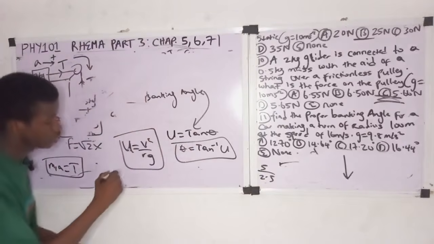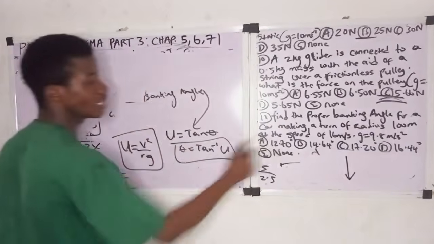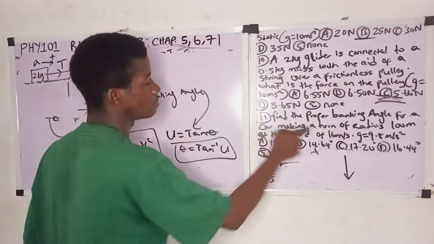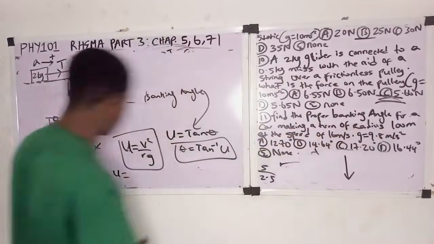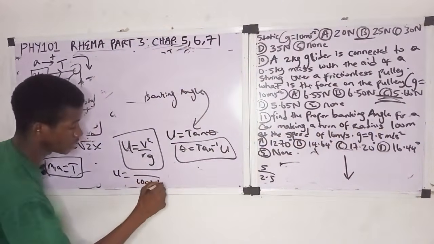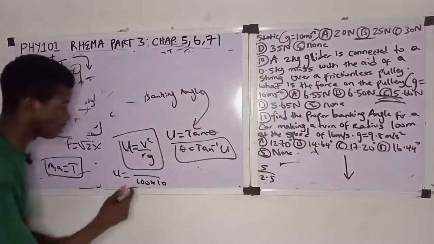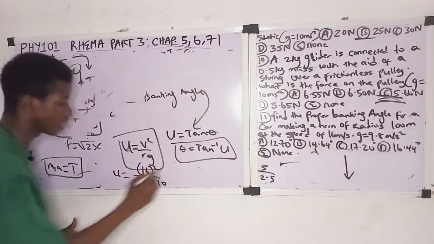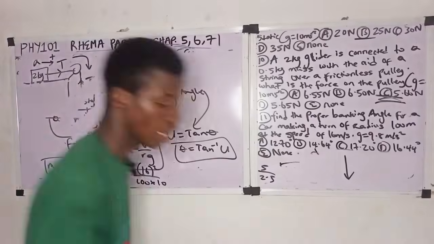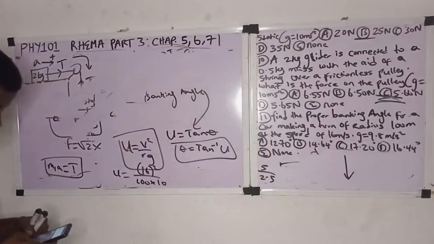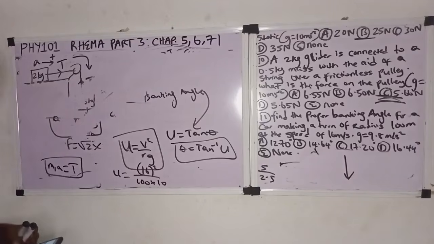So let's look for U first. U is equal to V square over rho G. Let's continue. Find the proper banking angle for a car making a turn of radius 100 meter. So the radius is 100. Remember, G is always 10 or 9.8. Then V, at the speed of 16 meter per second. So V is 16. Remember, all squared, right? So let's get our U first. U will be 16 squared, so bracket open 16, bracket close, all squared divided by 100 times 10, which is 1000, right?